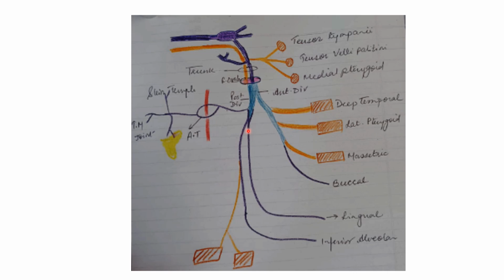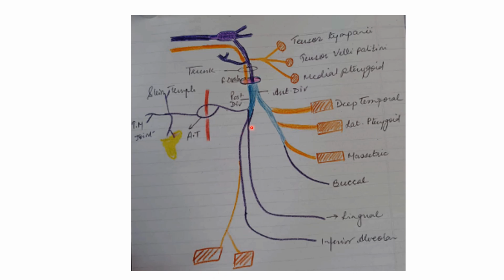The other sensory branches are the inferior alveolar nerve and the lingual nerve. The lingual nerve carries sensory fibers and supplies the anterior two-thirds of the tongue for general sensation. The inferior alveolar nerve gives one branch known as the nerve to mylohyoid. This nerve to mylohyoid arises from the inferior alveolar nerve and supplies the mylohyoid muscle and the anterior belly of the digastric.